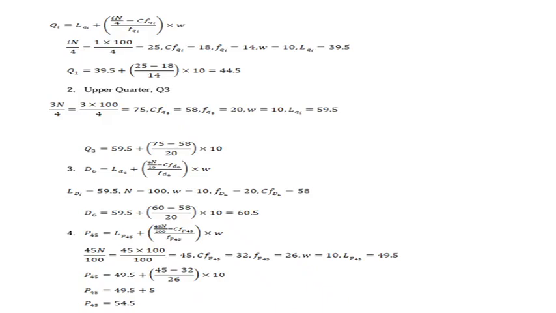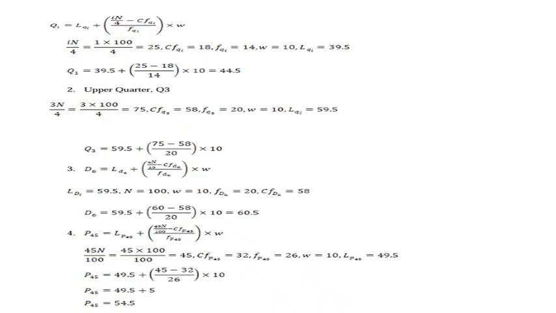Then they said we should estimate the upper quartile, that is Q3. Q3 will be 3n over 4. Our n is 100, so that will be 3 times 100 over 4. The first quartile is 1 times 100 over 4. If you want to estimate the second quartile, it will be 2n over 4, which is 2 times 100 over 4. But here we are estimating the third quartile, so it will be 3n over 4, 3 times 100 over 4, which gives us 75.